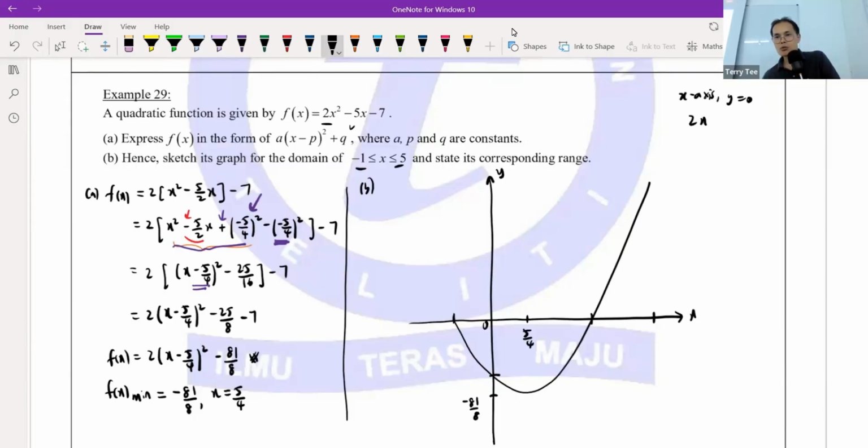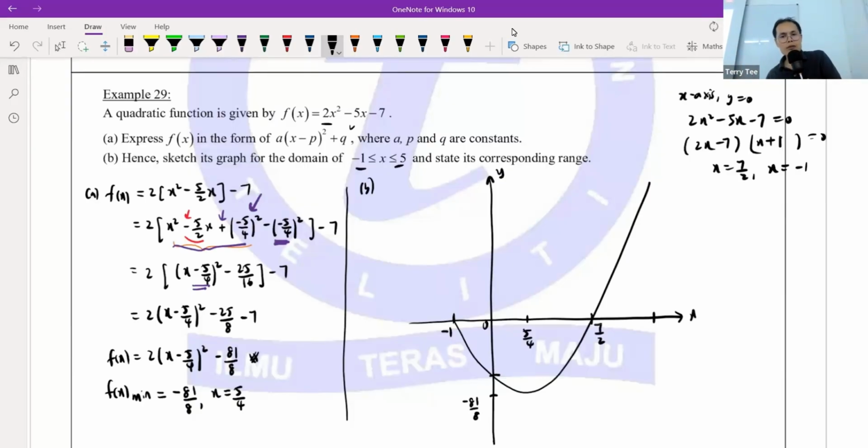My y is 2x squared minus 5x minus 7. Can we factorize this? What is your factor? 7 and 1, right? Minus and plus. The roots are 7 over 2 and negative 1. Meaning, this is my negative 1 here. This will be my 7 over 2. Right? Remember, the roots represent the x-intercept.